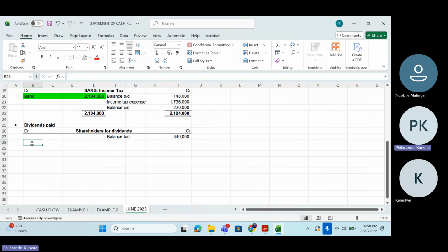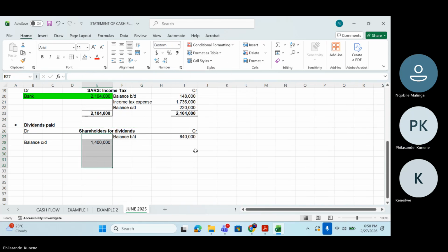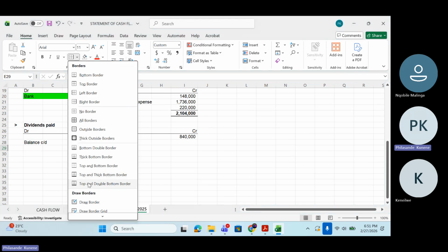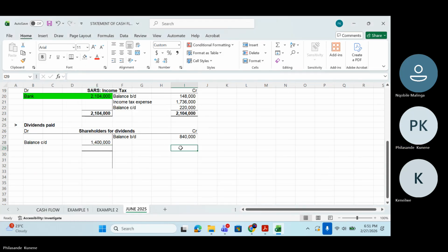So I'm going to have what here? Balance carried down of how much? That is going to be the 1,400,000 rands. 1,400,000 rands is the balance carried down. Then I know that I'm going to have a total. I'm going to show a total here again.